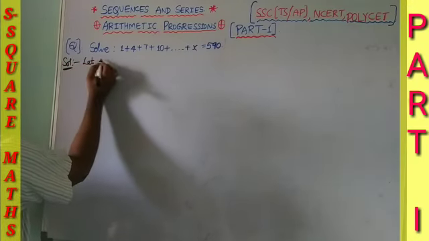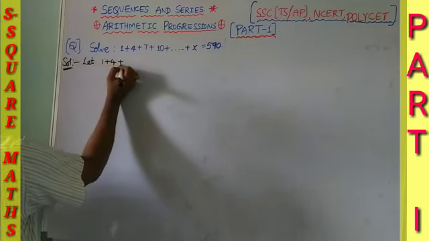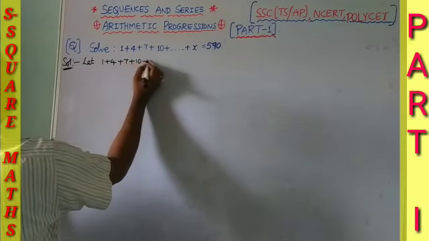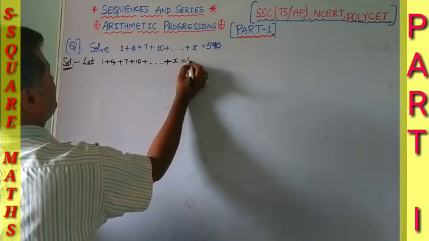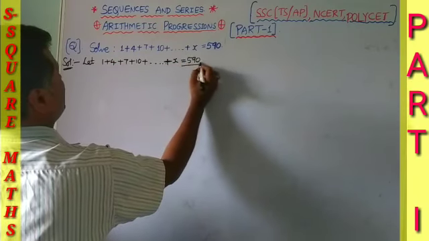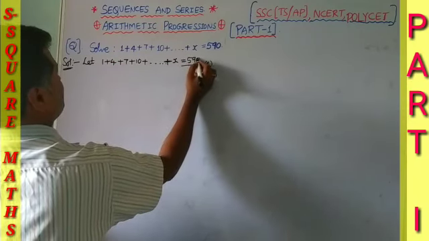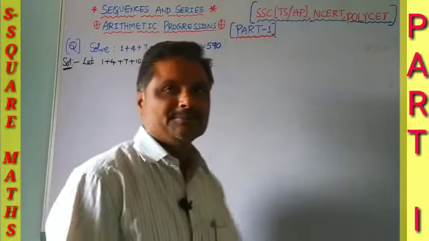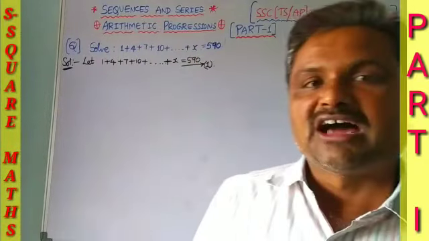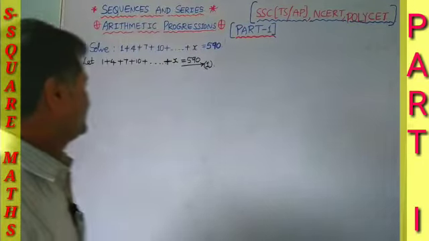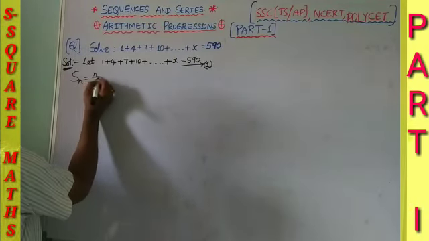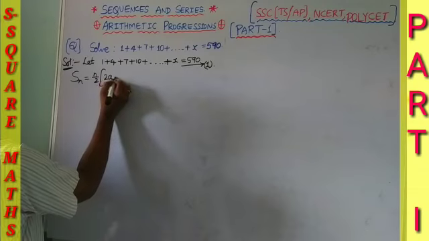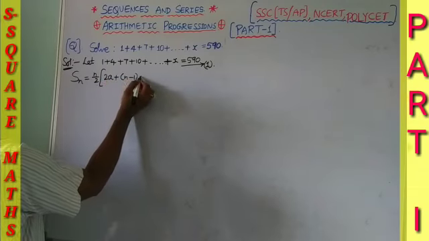Let 1 plus 4 plus 7 plus 10 plus so on plus x is equal to 590 be marked as equation number 1. So the formula to determine the sum of n terms is given by Sn is equal to n by 2 of 2a plus n minus 1 into d.